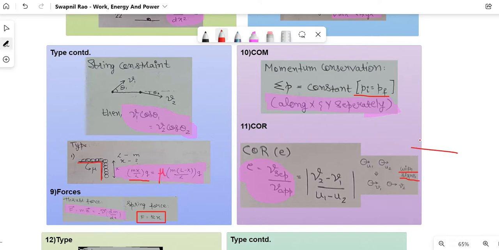Like if v2 was like this, then you have to include v2 over here as minus v2, because it's going along the negative direction of convention. So negative direction along the convention. That's why over here, the velocity after separation is v1 and v2, right? So that's why you have to write v2 minus v1. That's how it is defined.